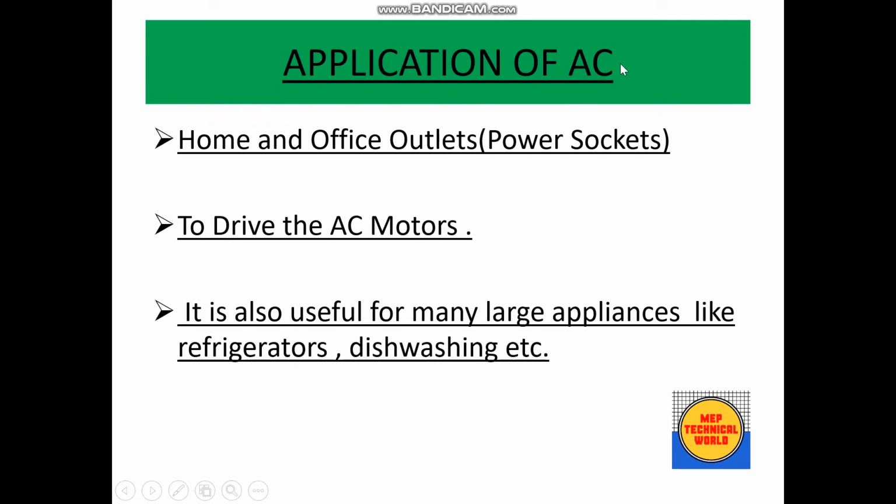Now come to applications of alternating current. It is used in home and office outlets, so we can operate AC devices from it, and to drive AC motors. It is also useful for many large appliances like refrigerators, dishwashing machines, etc.